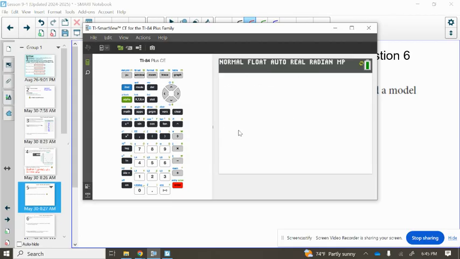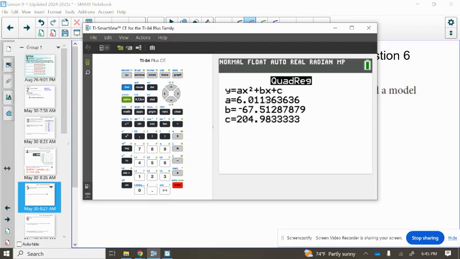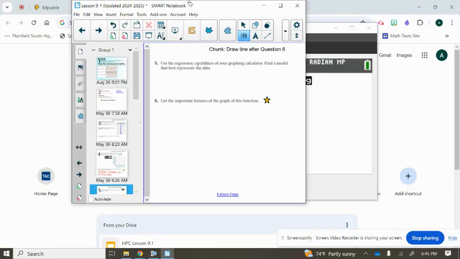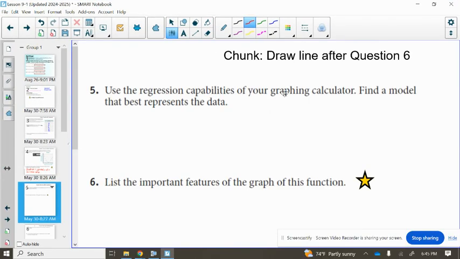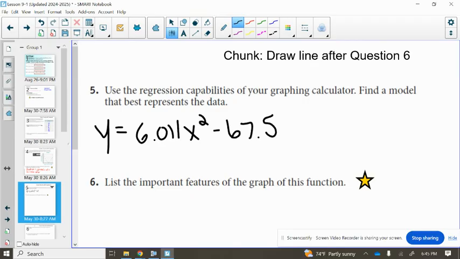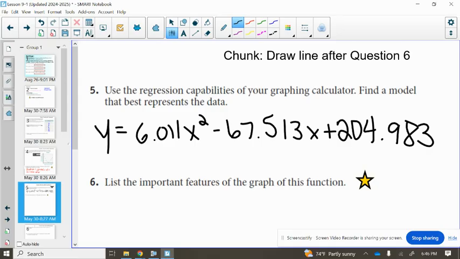And what this is going to do is come up with our coefficients A, B, and C for our quadratic. And what we'll see here is that if we do that quadratic function, we get 6.011x squared minus 67.513x plus 204.983 with our y values.